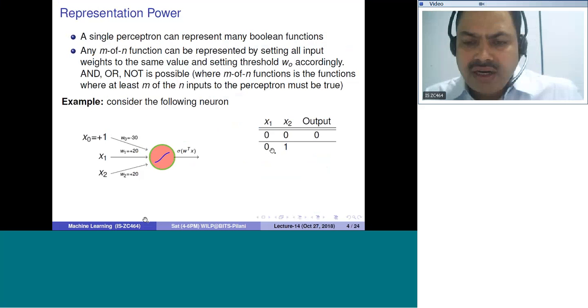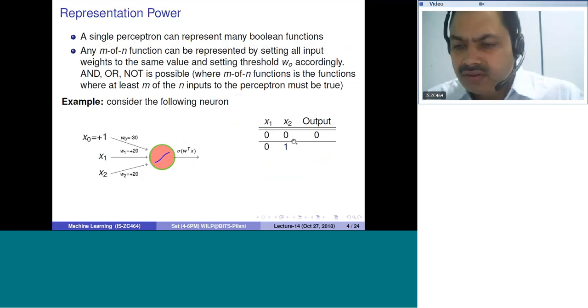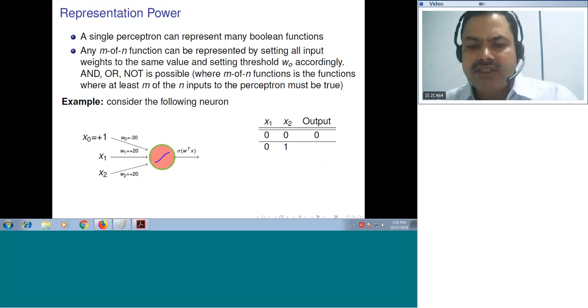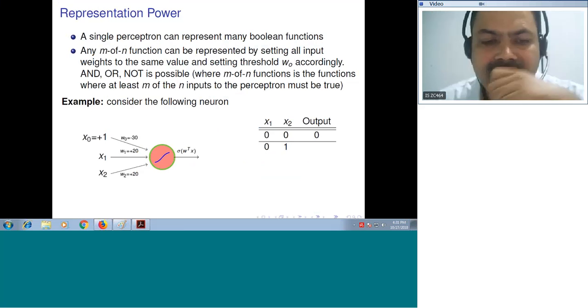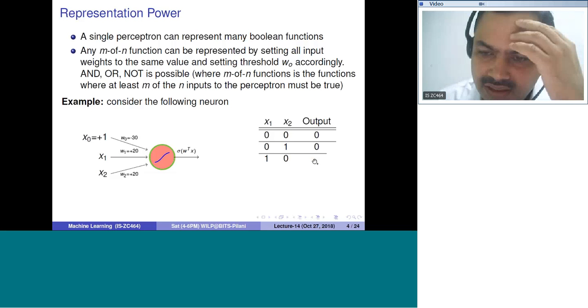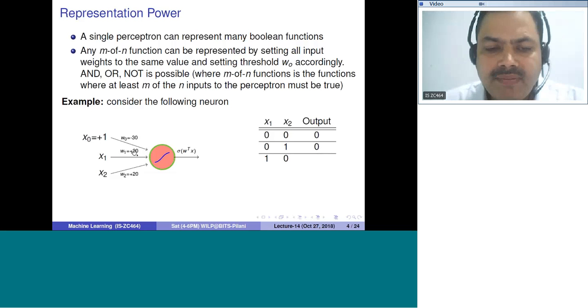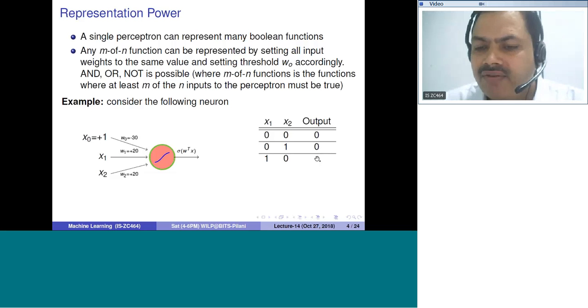So can you tell me what is the value when x1 is equal to 0 and x2 is equal to 1? It is minus 10. Okay, then the output is 0. If it is 1 0, then again the output would be, you know the equation, minus 30 plus 20 x1 plus 20 x2. It comes out to be minus 10. Therefore, the output would be 0.